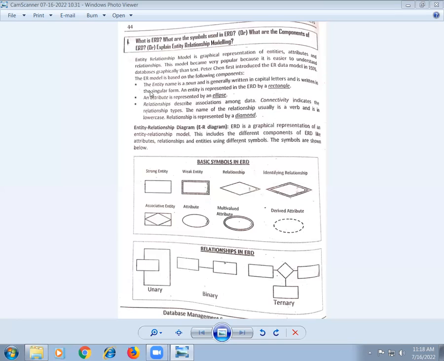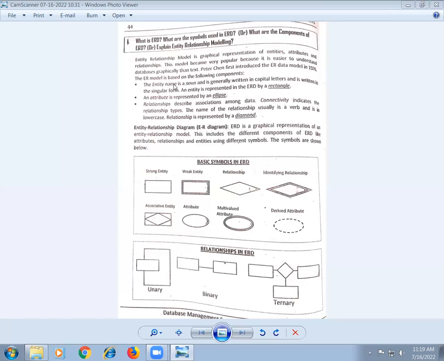The entity relationship model is a graphical representation of entities, attributes and relationships. This model became very popular because it is easier to understand a database graphically than as text. Peter Chen first introduced this ERD data model in the year 1976. ERD stands for entity relationship diagram. Any relationship we create should be presented graphically, so we depend on entity relationship diagrams.